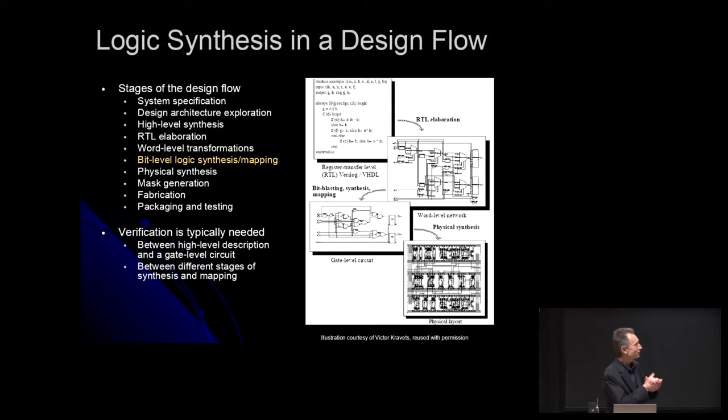So first of all, let's find out where we are. In this long spaghetti list of steps which involve computer design, there is a small step in the middle called bit-level logic synthesis and mapping. So this is where ABC belongs. It does have some word-level features, and it can occasionally communicate with physical design. But this is where we are.